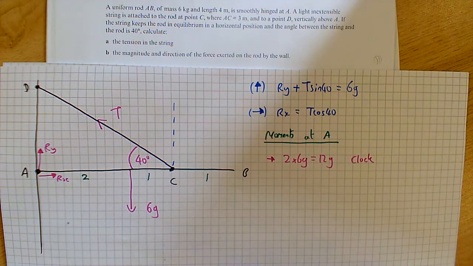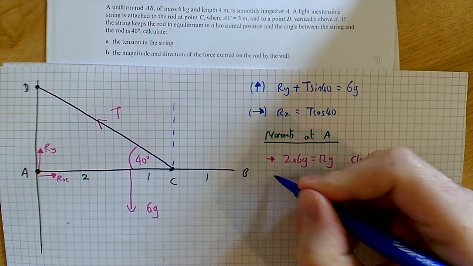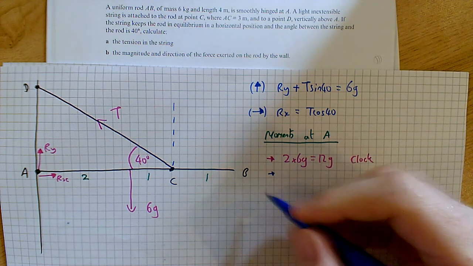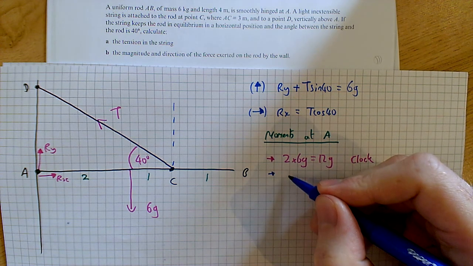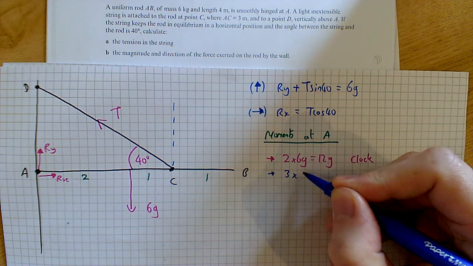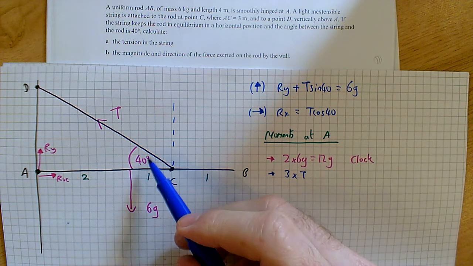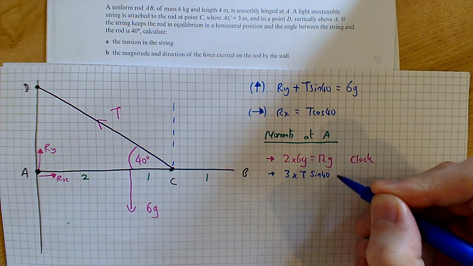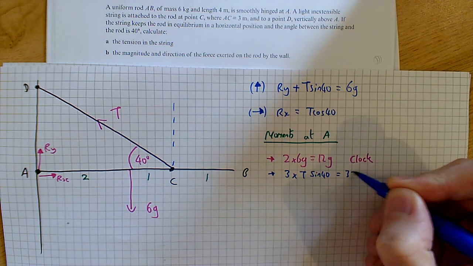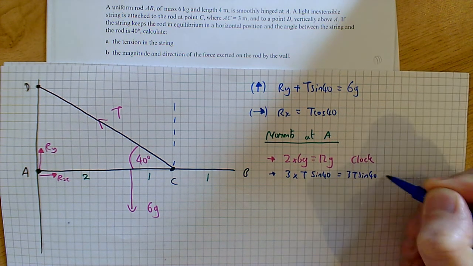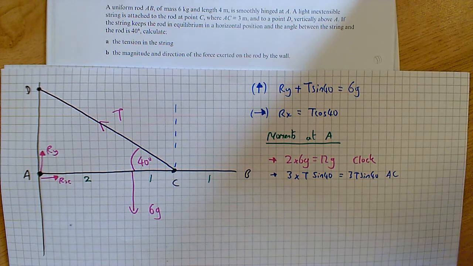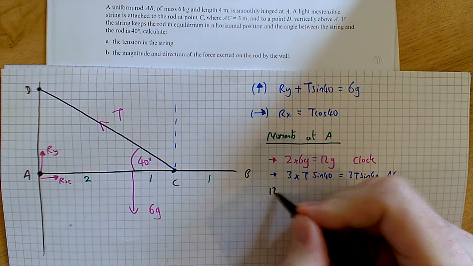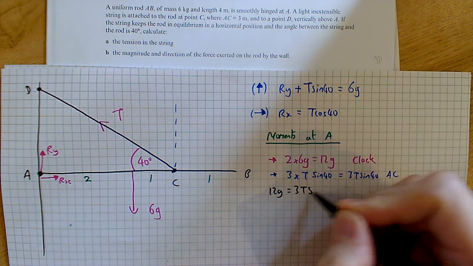Meanwhile, our tension is an anti-clockwise force, and it's a distance of 3. So 3 times t. It's not perpendicular to the rod, so I must resolve with sine 40. This is 3t sine 40 anti-clockwise. And then, of course, they must be equal because we're in equilibrium. So 12g equals 3t sine 40.